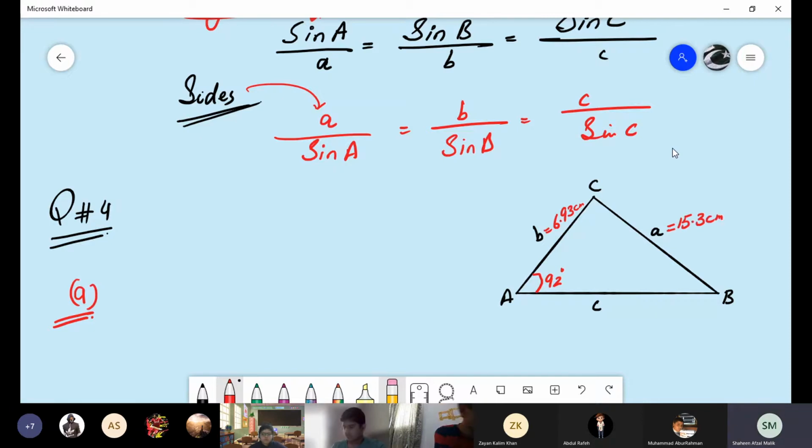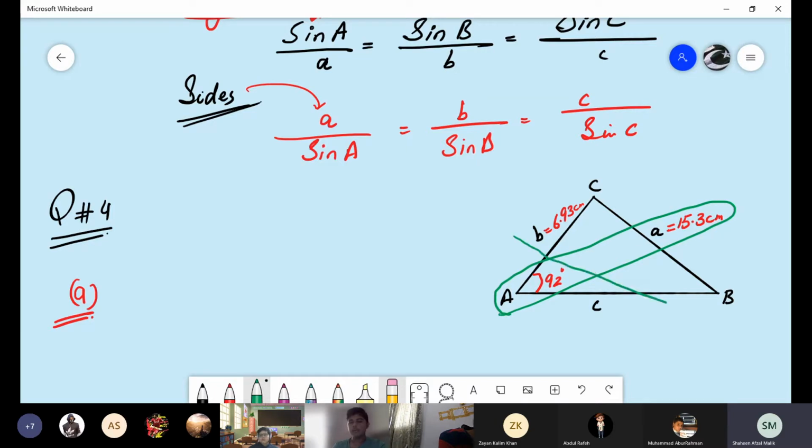We want to find out, because we can see that side a and its opposite angle are both given to us. But here we have side b, but we don't have the angle. So can you find this angle B? Yes, ma'am. Okay, so use the sine rule to find the angle B.